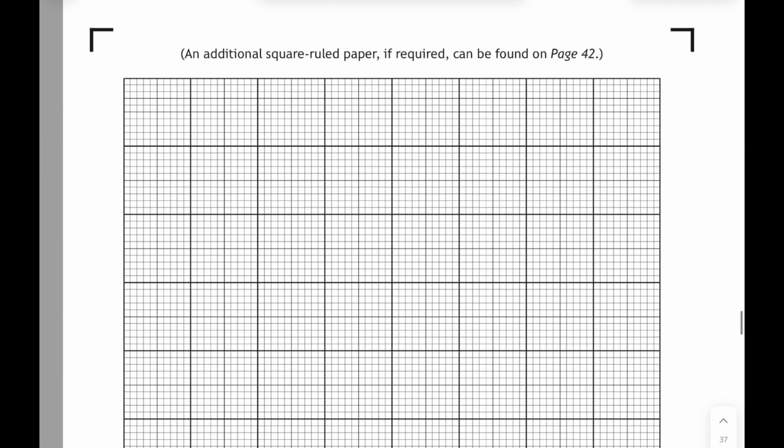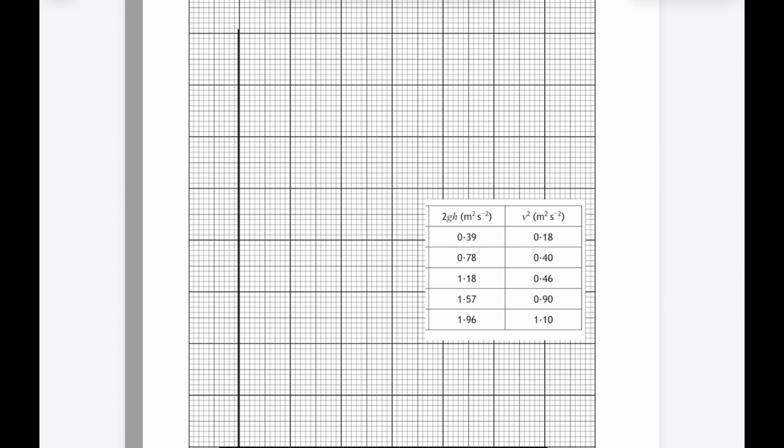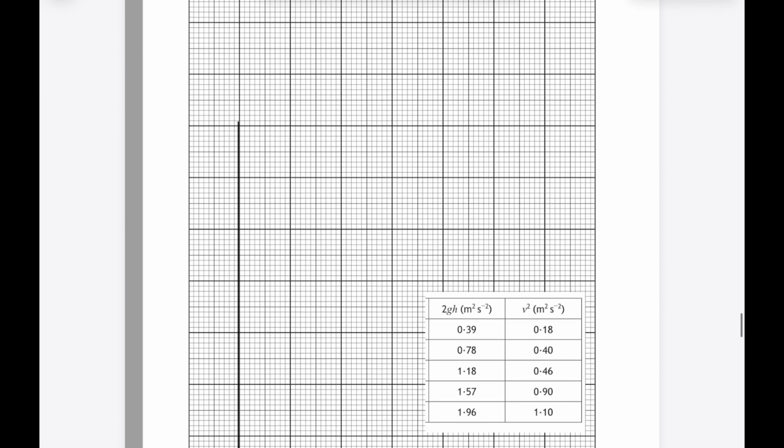I don't like hand drawing graphs. Much easier now for those of you that have used maybe Excel to do your graphs in your project, but you may still be asked to hand draw a graph in an exam. So here we go. I'm going to put my y-axis on and my x-axis on, and I'm just going to copy and paste the last two columns in the table on so we can see everything at the one time here. So my y-axis I want to be 2gh.